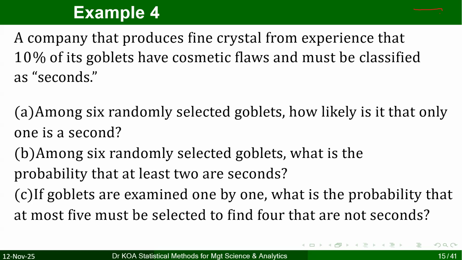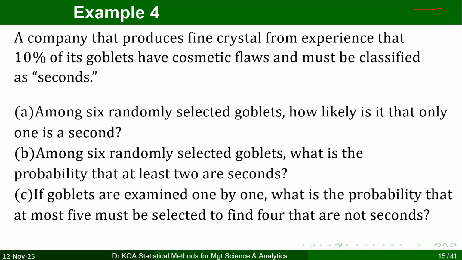You want what? Explanation about the C? Yes. So the C says, if goblets are examined one by one, what is the probability that at most 5? So now you know the probability of at most 5. It is 5 or more. Yes. But you have also been told that out of the at most 5, your goal is to find 4 that are not seconds.